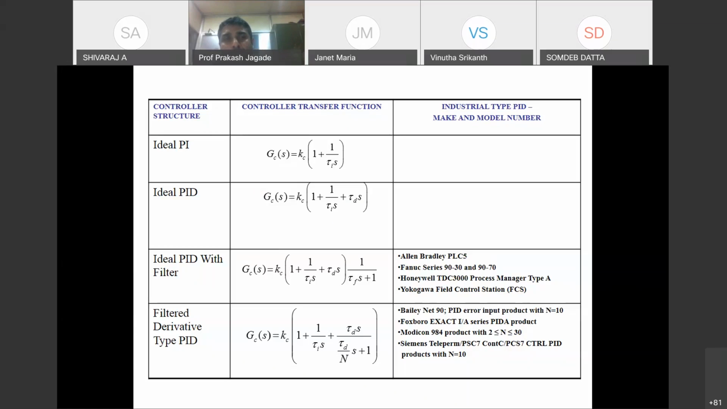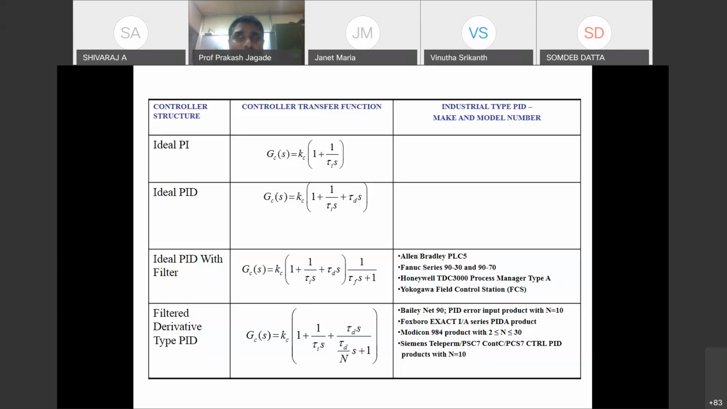Let me repeat again. In the first column is the controller structure. There are many controller structures available in the market, in the control literature, and that have been adopted in industry, I would say. The second column is the transfer function associated with the controller structure. And the third column is the make and model number of the industrial PID controller which used that particular structure.